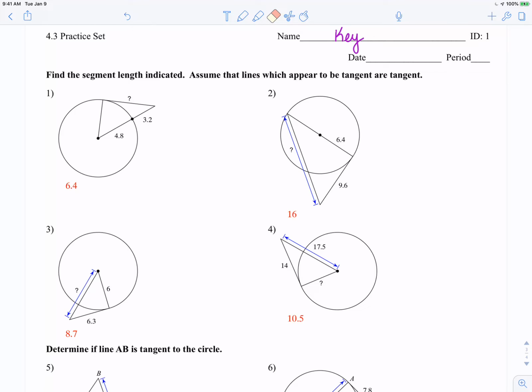Okay, in this first video, we're going to go over practice set 4.3 that you completed last night for homework. Make sure that you're correcting your work and not just the answers.